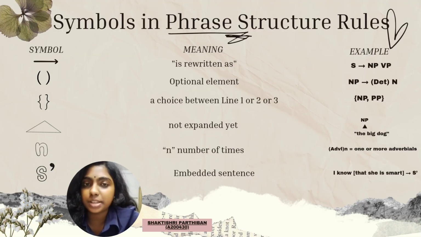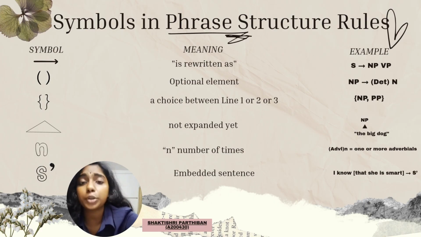Then there are curly braces, which show a choice. If the rule is open curly brace NP, PP close curly brace, it means you can choose either a noun phrase or a prepositional phrase. We use a triangle in tree diagrams to show a phrase or subtree that exists but isn't expanded. So instead of drawing out all the details of a noun phrase like the big dog, we just label it as NP and use a triangle to keep the tree tidy.